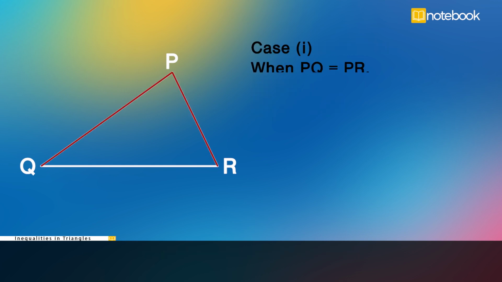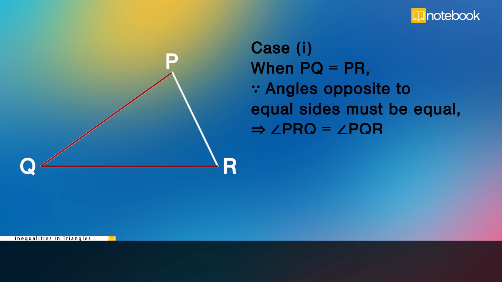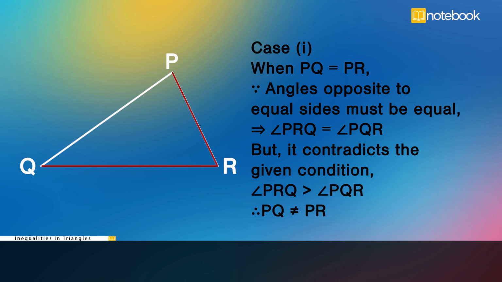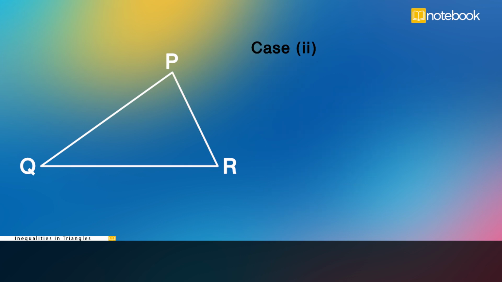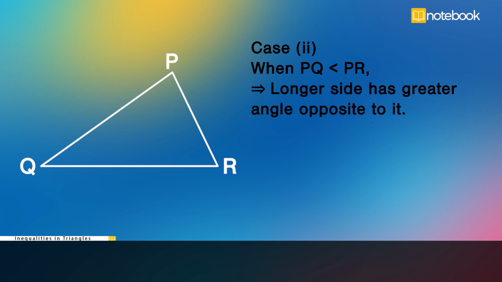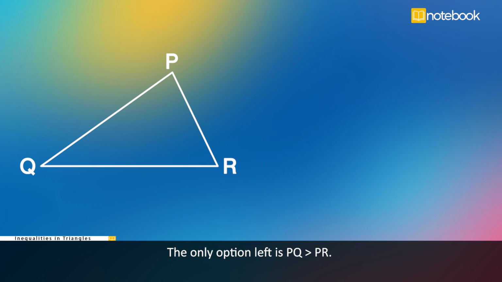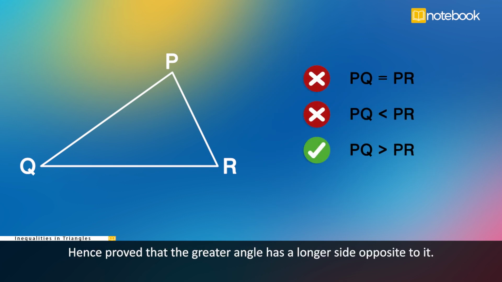When PQ is equal to PR, angles opposite to equal sides must be equal. So angle PRQ is equal to angle PQR, which is a contradiction to the given condition that angle PRQ is greater than angle PQR. Therefore, PQ is not equal to PR. When PQ is less than PR, it implies the longer side has the greater angle opposite to it. So angle PQR is greater than angle PRQ, which is again a contradiction to the given condition that angle PRQ is greater than angle PQR. The only option left is PQ greater than PR, hence proved that the greater angle has a longer side opposite to it.